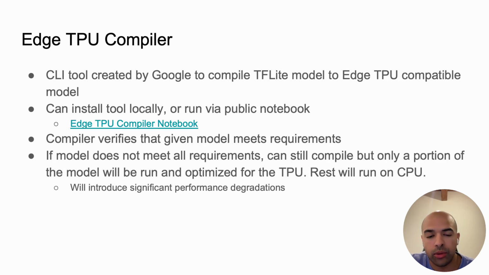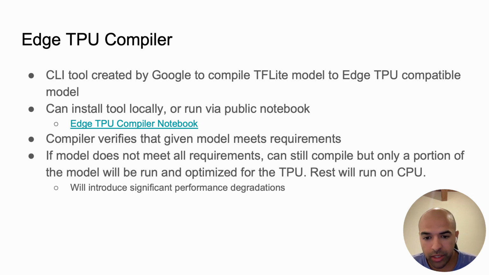After you have converted the model to a TF-Lite file and then quantized it, you also have to pass it through the Edge TPU compiler, which is a CLI tool created by Google to compile files to make them compatible with the Edge TPU. You can install the compiler locally or run it via public notebook, which is what I did. The compiler basically just verifies that the given model meets the requirements we just discussed in the prior slide.